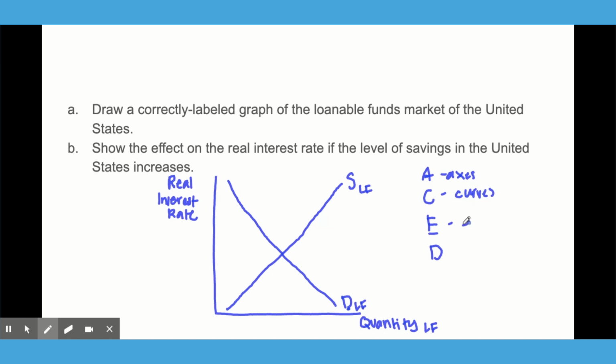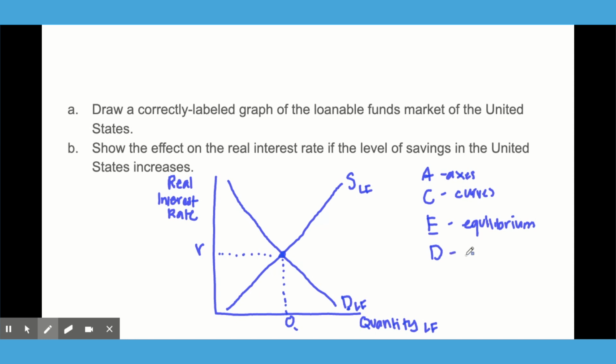The E is for equilibrium. So we want to start by indicating the original equilibrium in this market where the two curves intersect. So on the x-axis, we'll put Q, and on the y-axis, we'll put R for real interest rate. And note the dotted lines that connect the intersection out to each axis. That's very important.